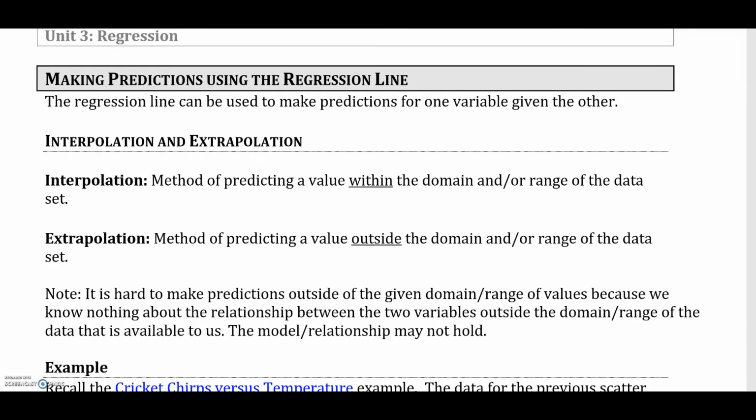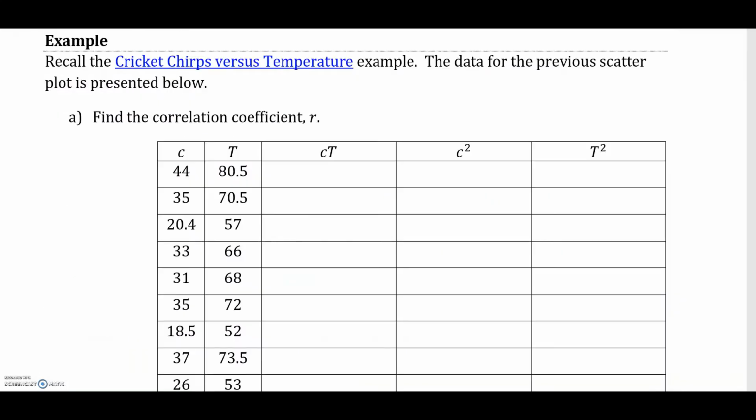In the next example, we're going to look at a scatter plot that we've previously created, use that scatter plot as well as the data to come up with the correlation coefficient and the line of best fit, and use that line of best fit in order to make some predictions. Recall our cricket chirps versus temperature example. We have a column for the number of cricket chirps in a 15-second period given for a temperature in degrees Fahrenheit. The first thing we want to do is calculate or find the regression coefficient R.